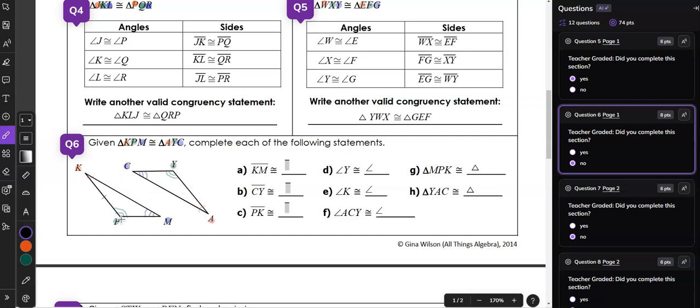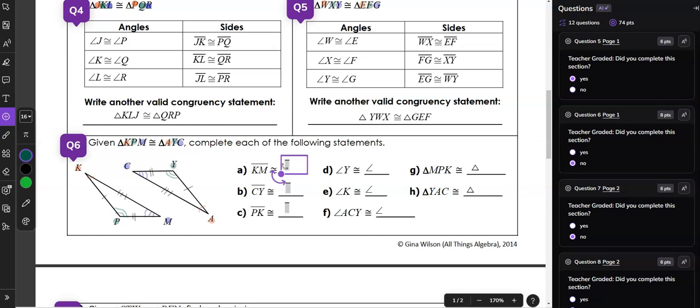So orange to green, A to Y. We're marking it as a congruent side. Green to blue, P to M. I'm going to go ahead and mark that as a side. And its corresponding side is going to be CY because, again, we have green to blue. And then if we go blue back to orange, we're going to mark those two sides congruent.